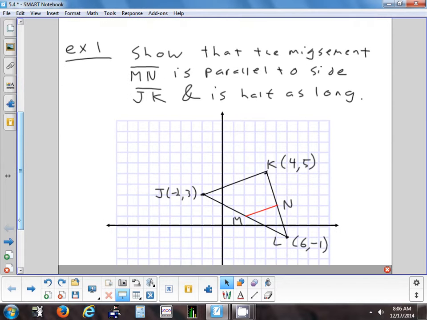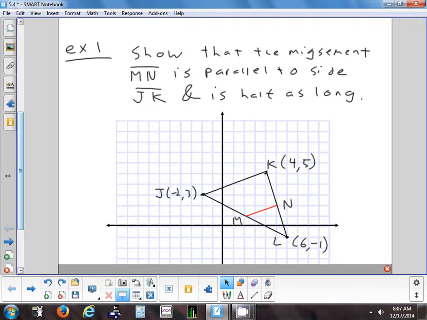Okay, let's do a coordinate proof. Let's show that the mid-segment MN is parallel to JK. Okay, so how would you show two segments are parallel? What do you have to find? Yep. You got to find their slope. So we'll find the slope. And then to prove it's half as long, well, we'll use the distance formula on JK, get the length, then do the same thing on MN, and see if it's half as long.